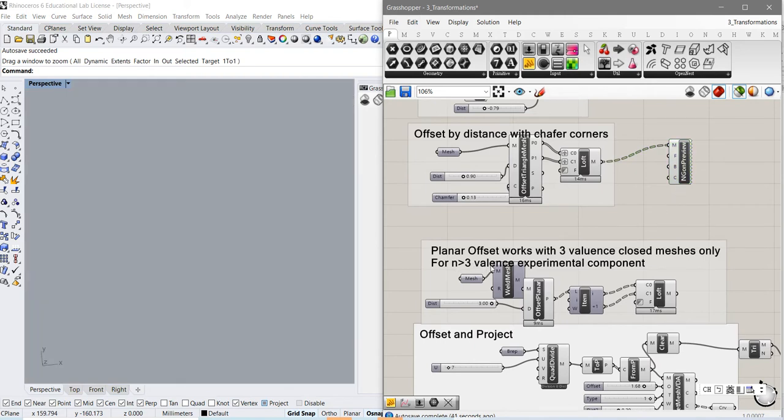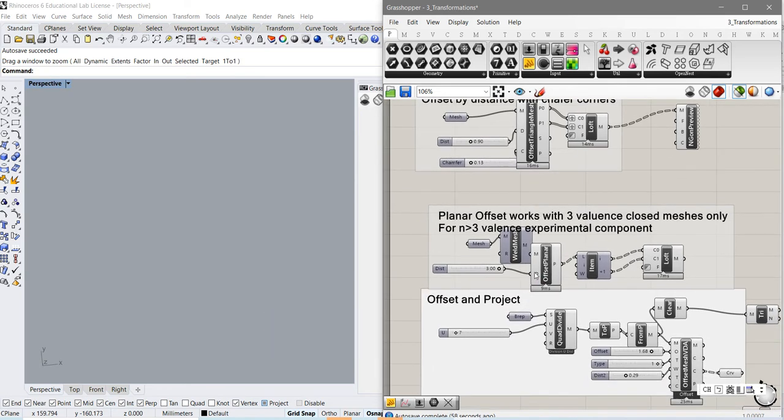Planar offset works with 3 valence closed mesh only. For n larger than 3 valence, it is an experimental component. Okay, so they are not quite sure if this component will work or not when the valence is larger than 3.